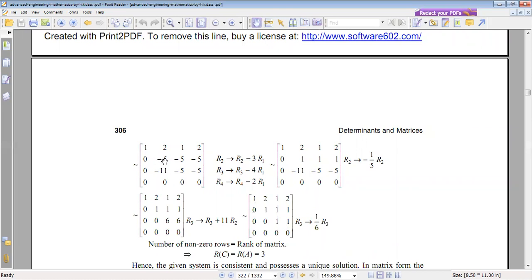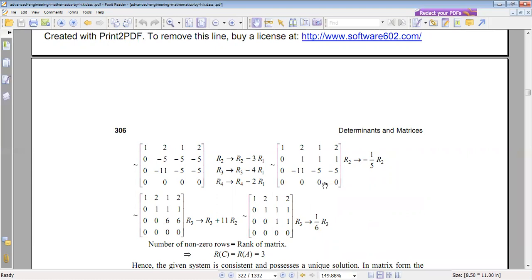Okay, now see the second row. Its element is equal to what? Minus 5. So you can divide the second row by minus 5. Row 2 tends to minus 1 by 5 row 2. When we multiply with minus 1 by 5, you got 0, 1, 1, 1. Again, row 3 remains the same: 0, minus 11, minus 5, minus 5. Now the fourth row is 0, 0, 0, 0.